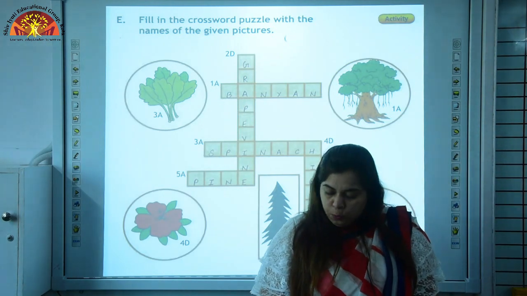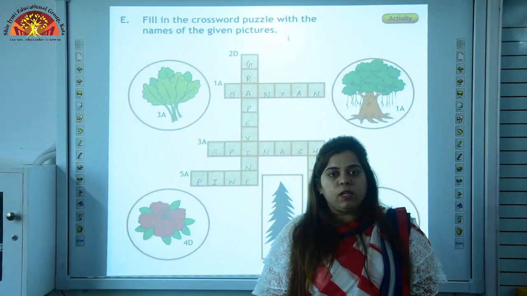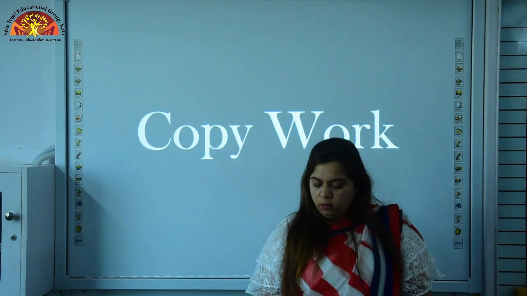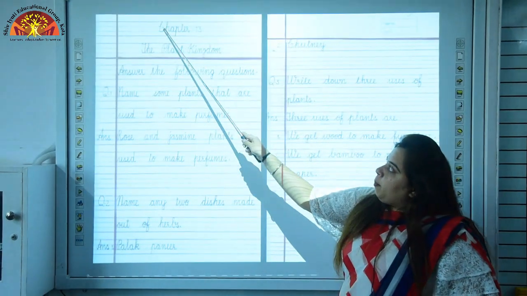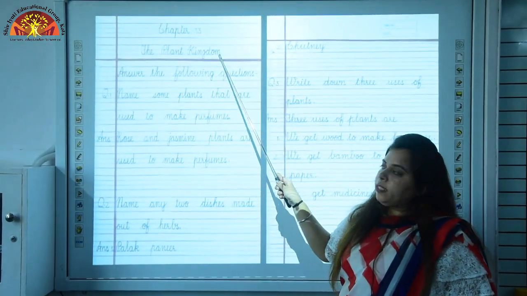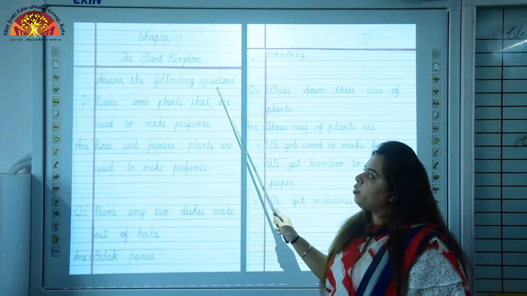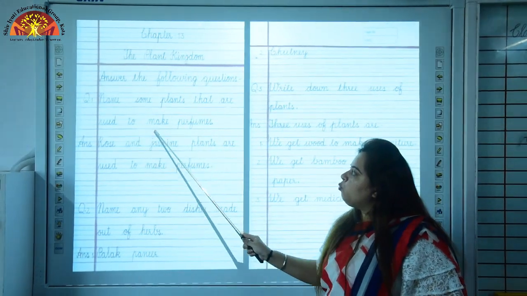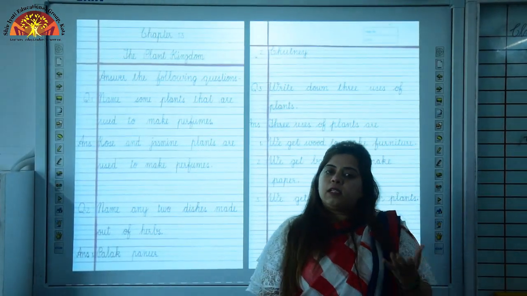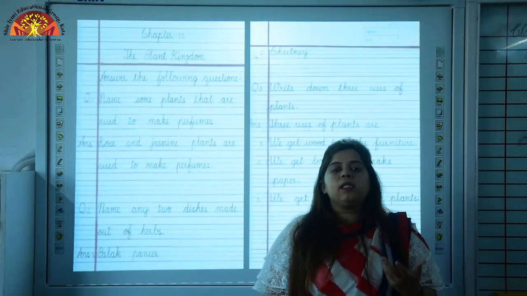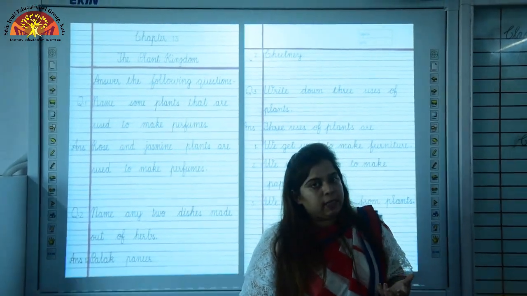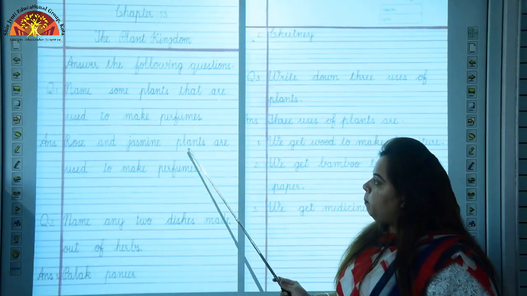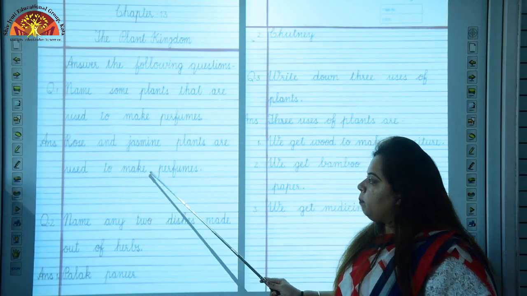Now children, I hope you have understood this book work well and you have done it with me in a beautiful handwriting. Now we are going to do notebook work. Chapter 13, The Plant Kingdom. Answer the following questions. Question 1. Name some plants that are used to make perfumes. Now children, we have to write the names of some plants that are used to make perfume. Let's see the answer. Which plants are used to make perfume? Rose and jasmine plants are used to make perfume.